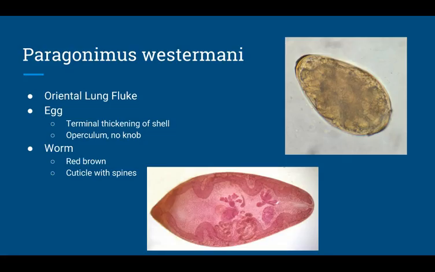Paragonimus westermani, this is the oriental lung fluke. The egg has an operculum with shoulders, but it doesn't have a tail or a knob like Opisthorchis does. It has a terminal thickening. It gets thick right here. The worm is red-brown in color, and it has a cuticle on the outside with tiny spines on it.